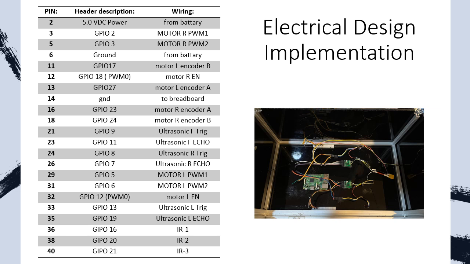Next, we started to connect the other elements to the Raspberry Pi, following the assigned pins as specified in the table. This ensured that we wired correctly and the components were connected to the Raspberry Pi.